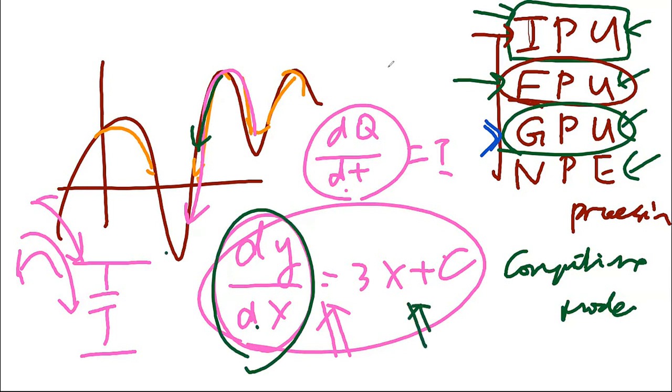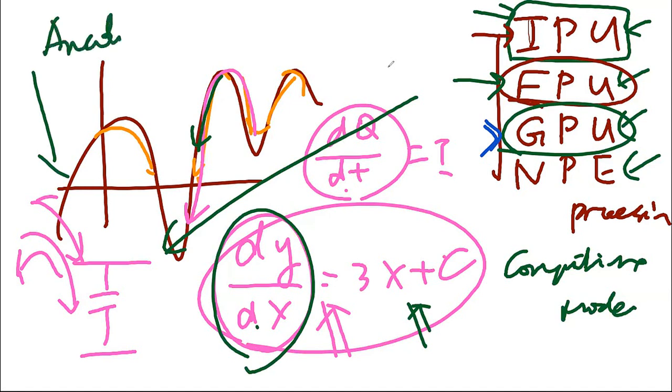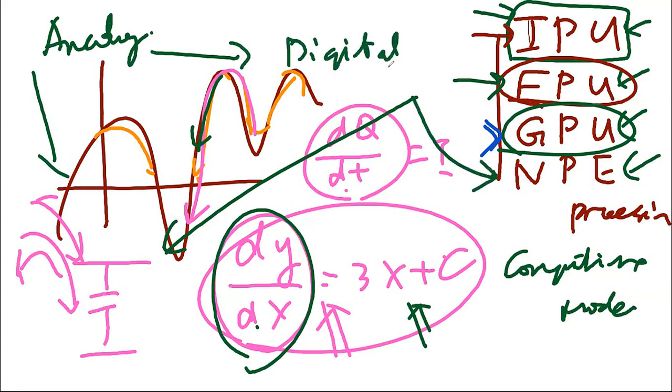And based on the neighboring information, you pass the different information to that neuron to do that. This one is an analog model. Is that okay? And we convert this one to digital. That is the current NPE we have. That's the current neural processor engine we have.